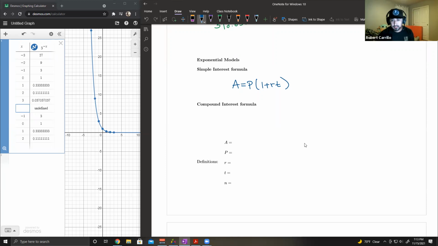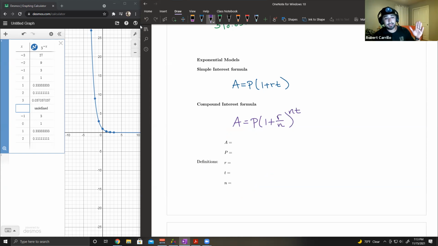So say you take out $1,000 at a rate of 5% over 10 years, this formula will calculate how much interest and how much you'll pay in the end. So down here, we'll fill in what A, P, R, and T are. Okay. So now compound interest formula is given as A equals P times 1 plus R over N to the N times T.